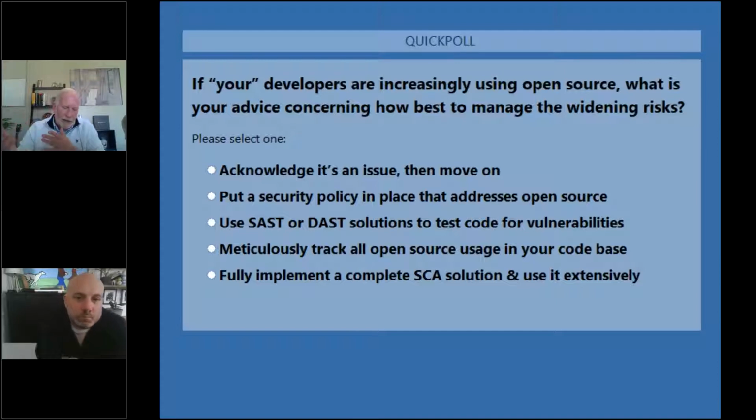Would you say, A, one, acknowledge it's an issue, then move on? How about number 2, put a security policy in place that addresses open source? It's always a great place to start with security policy. What about using SAST or DAST solutions that test code for vulnerabilities? Meticulously track all open source usage in your code base, or fully implement a complete SCA solution and use it extensively? I mean, what would you advise inside of your organization of how you approach open source security?